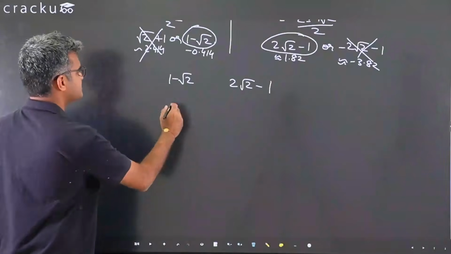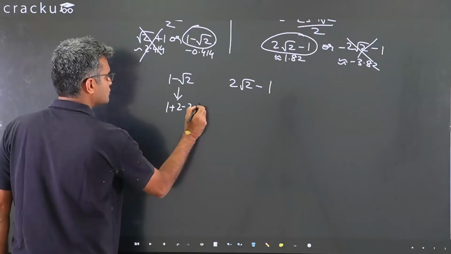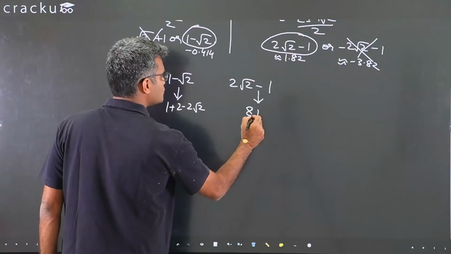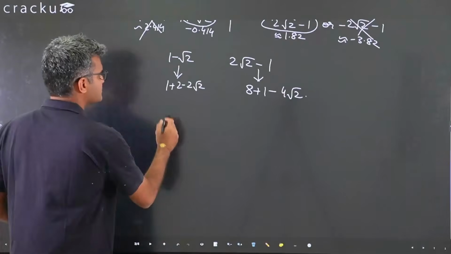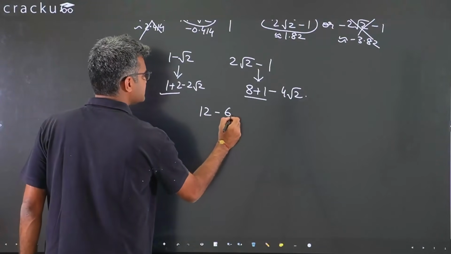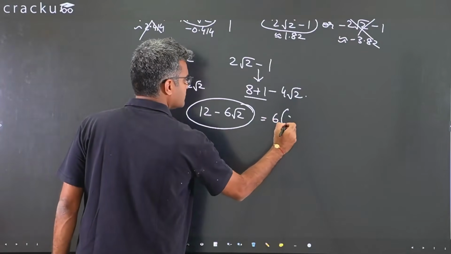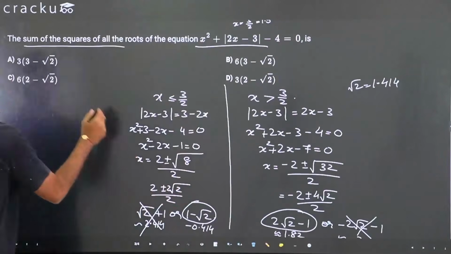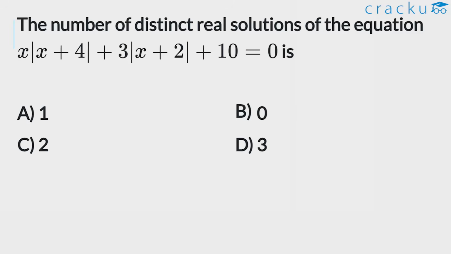What is the square of this root? The square is 1 plus 2 minus 2 root 2. And the square of this one will be 8 plus 1 minus 4 root 2. The sum of the squares will be 3 plus 9, which is 12, minus 6 root 2, which, if you take 6 common, is 6 times 2 minus square root of 2. So the answer for this particular question is option A, 6 into 2 minus root 2.